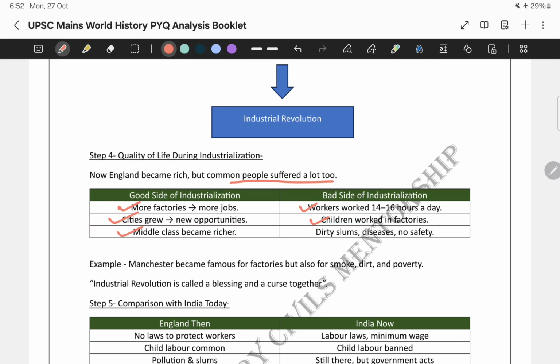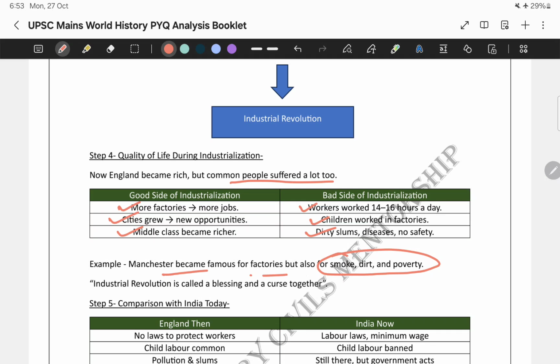Now, if you know that industrial area, if our industry is growing, that means the nearby environment will not be a healthier environment. So, dirty slums, diseases, no safety. All these things were the negative impact of industrialization. Diseases were spreading quickly. For example, Manchester became famous for factories, but also for smoke, dirt and poverty.